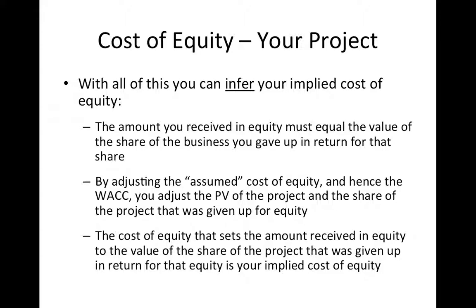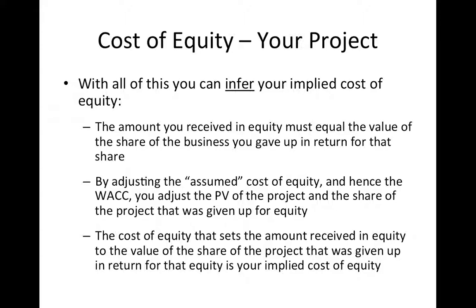And so if we were to think about this, what you gave up should be equal to what you got in return. So if I gave up 40% of the business in return for $400,000, then that would imply that the business is worth $1 million because 40% of $1 million is 400,000. And so that has an implication that there must be some cost of equity that goes with that.